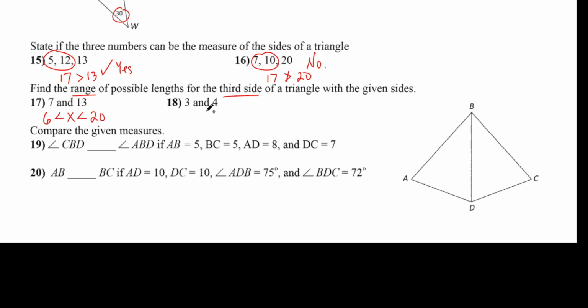What's this in your head? X is between what and what? Really quick, come on. 1 and 7. Right, X is between 1 and 7. How'd you do that? You subtracted to get the smaller one, you added to get the bigger one. Okay? Simple. All right, we're almost done.